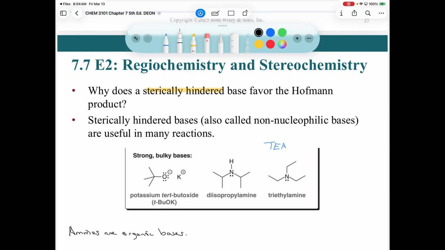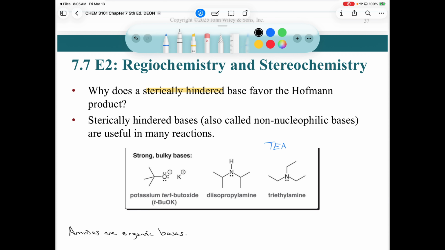All right. So there are other hindered bases that we can use. These are called non-nucleophilic bases. Why are they non-nucleophilic? They're too big to be nucleophiles, right? They're too big and bulky to go and attack an electrophilic center. And so we have diisopropylamine and triethylamine, and I told you amines are organic bases.